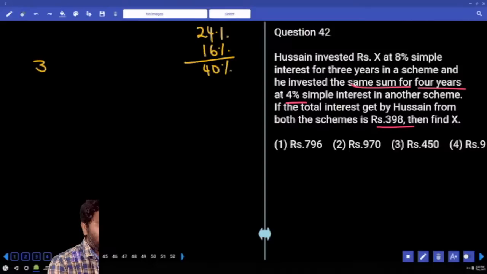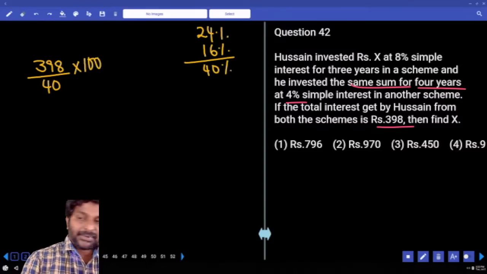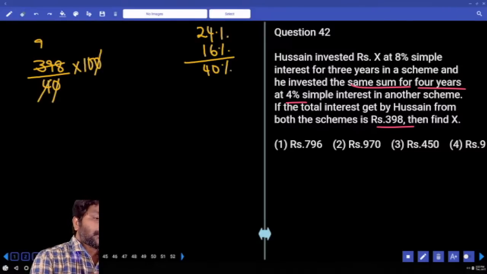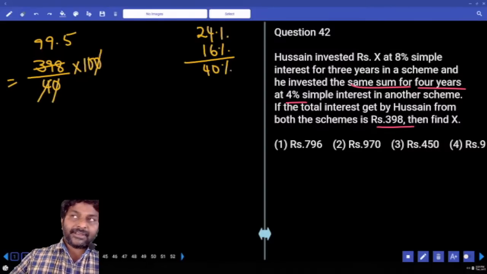Then 1% value is equal to 398 divided by 40. Are you okay? 0, 0 gets cancelled. 4. 9 times 36. Again, 9.5. Answer 995.